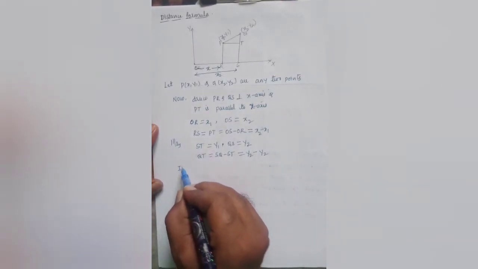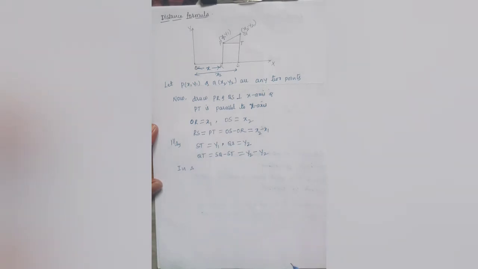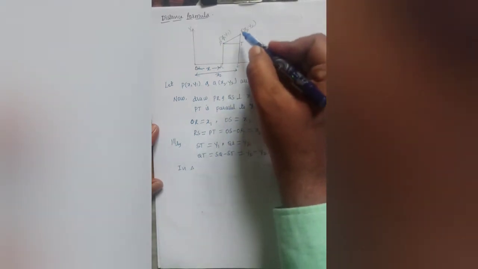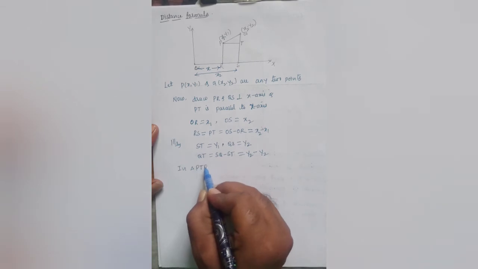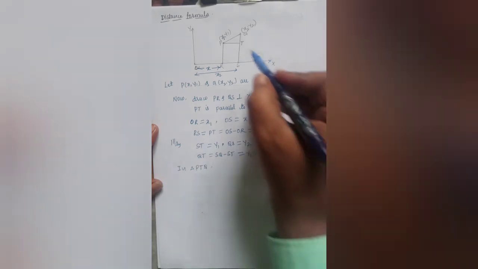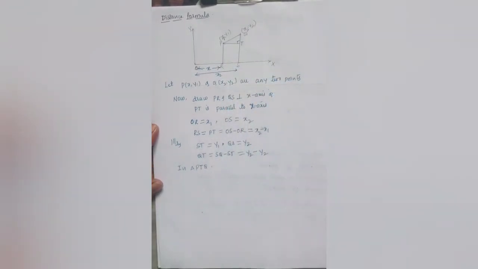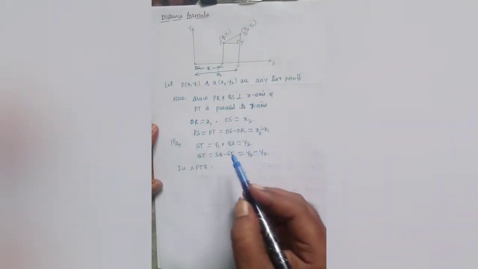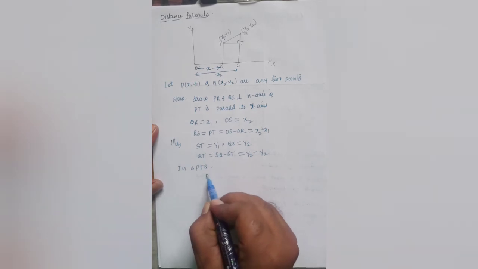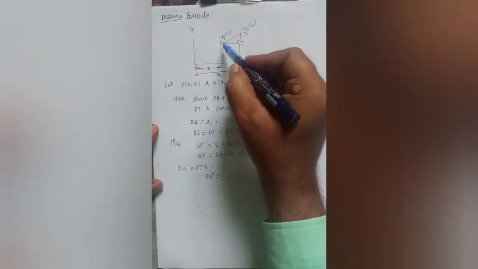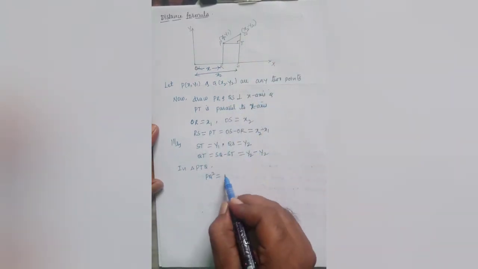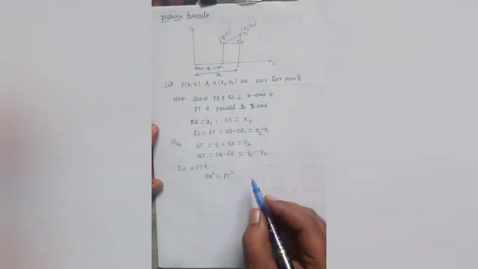Now in triangle PTQ, this is a right angle. Angle T is a right angle. So by Pythagoras theorem, PQ square is equal to PT square plus QT square.